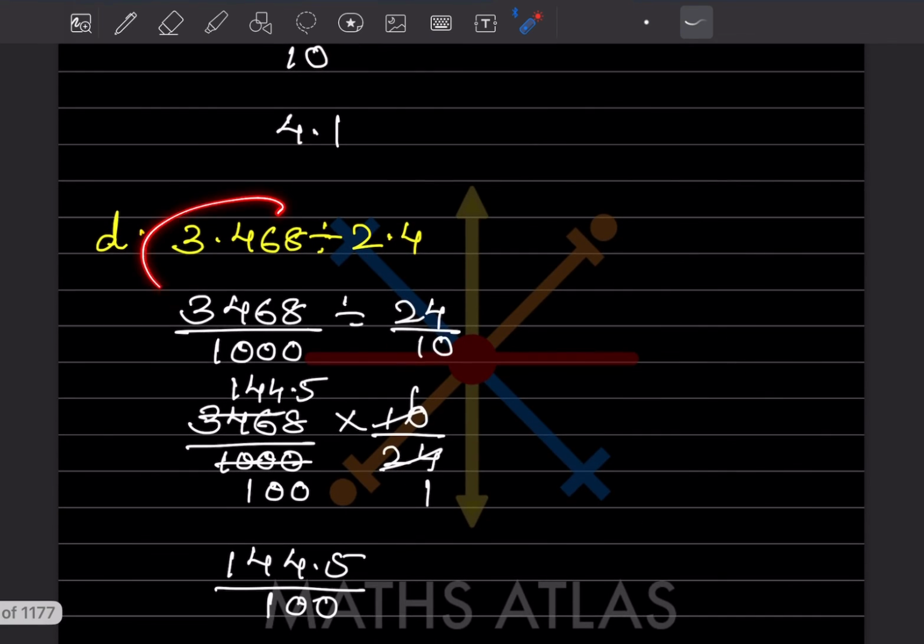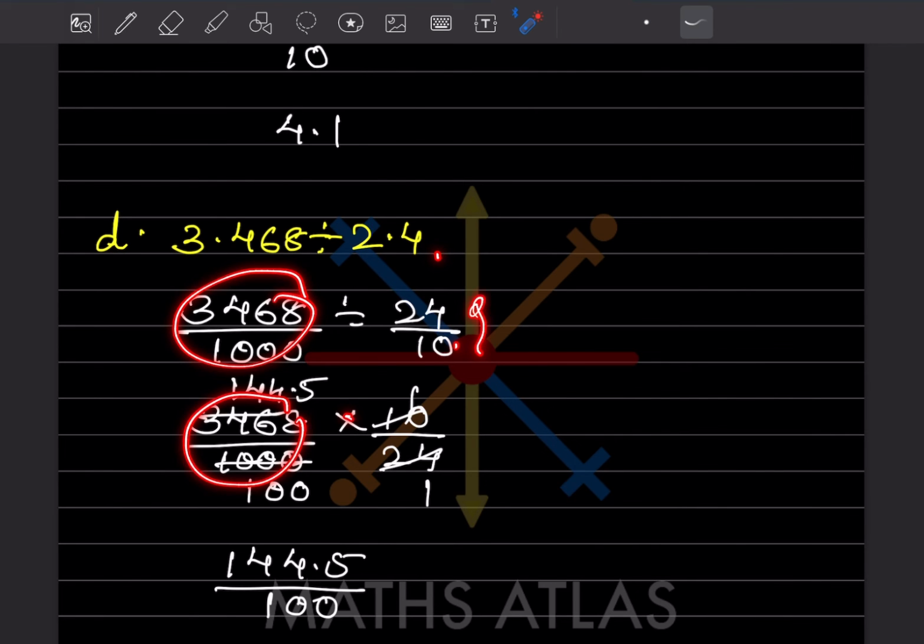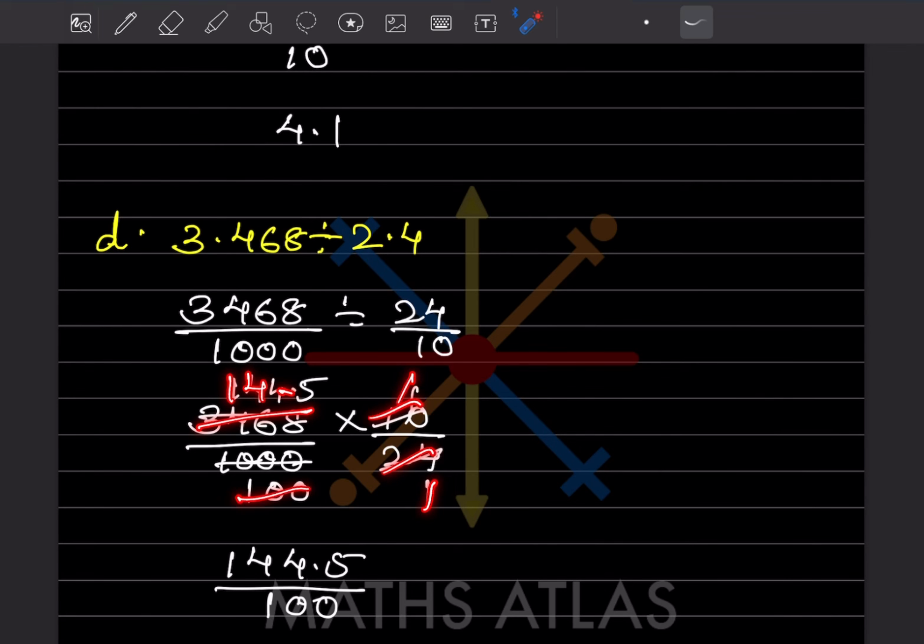For this one, that will be 3468 divided by 1000. This is going to be 24 by 10. So this is the same, multiply by this 10 by 24. So 24 ones are 24, 24 144s are 3456. And 10 ones are 10, 10 hundreds are. So 144.5 divided by 100.